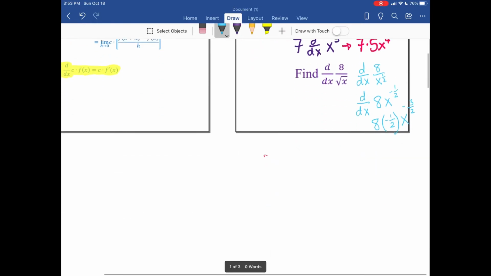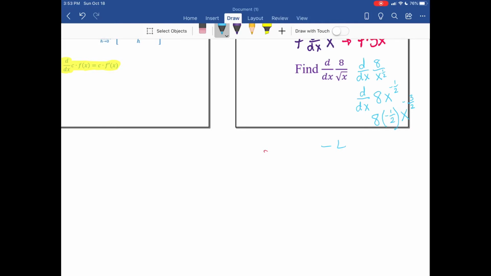We can then clean that up a little bit, and we have negative 4. I could write that as negative 4 over the square root of x cubed, or I could just write it like this.